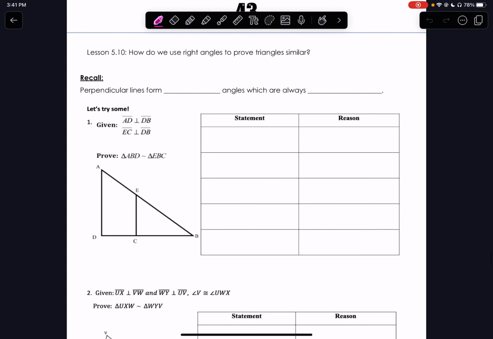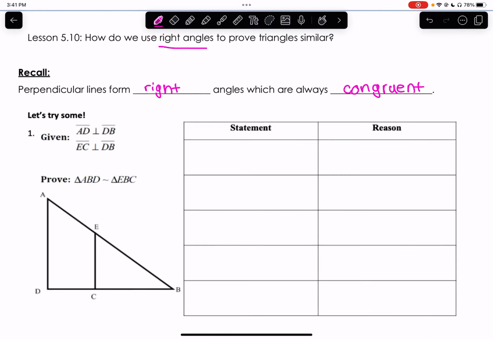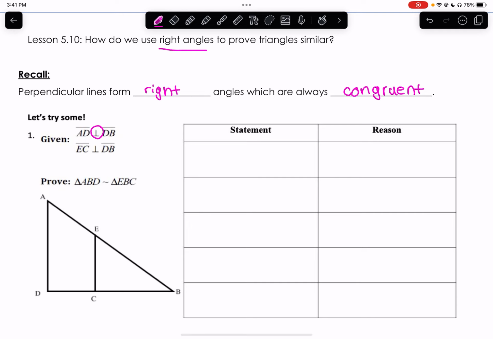So in this lesson, we're going to, again, work with proofs and specifically work with how we can use right angles in proving that triangles are similar. If you recall, perpendicular lines form right angles, which are always congruent. So this is the line of reasoning that you have to think of when you see this symbol in a proof. These are perpendicular lines.